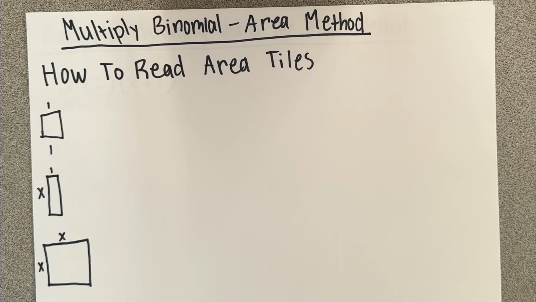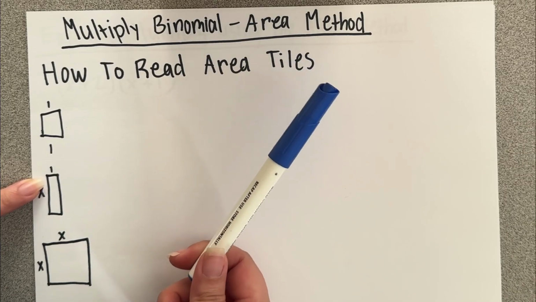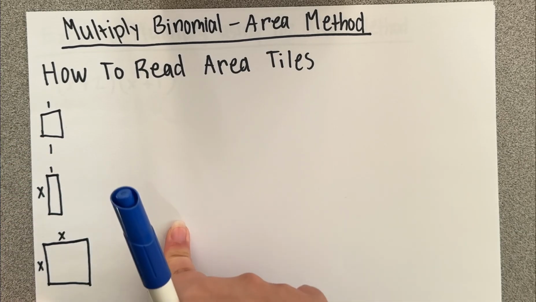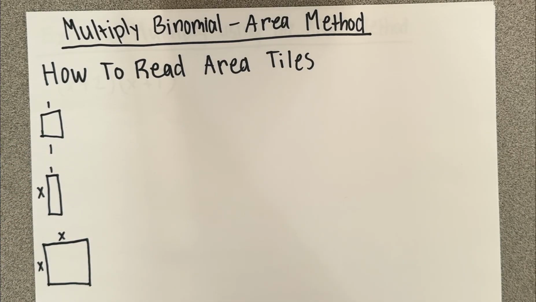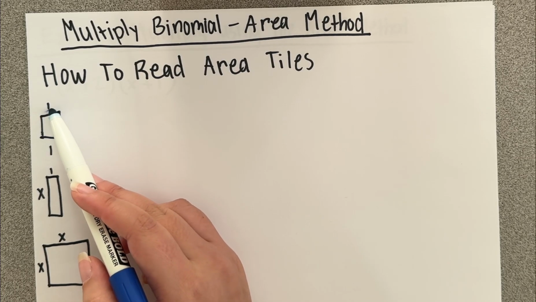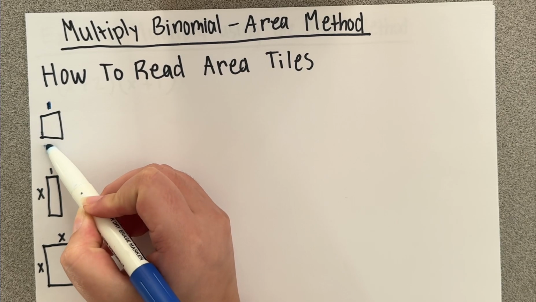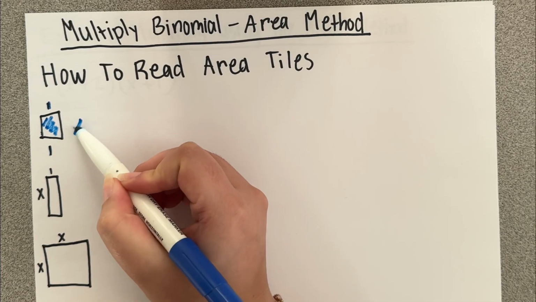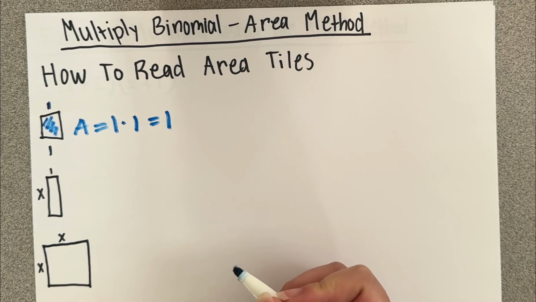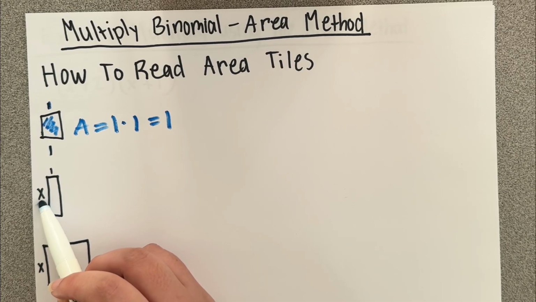Okay, so today we are going to learn to multiply binomials using the area method. But before we do some examples, we are going to learn how to read area tiles. So, as you can see here, we have an area tile of 1 and 1. So the area of this is 1 times 1, which gives us 1.